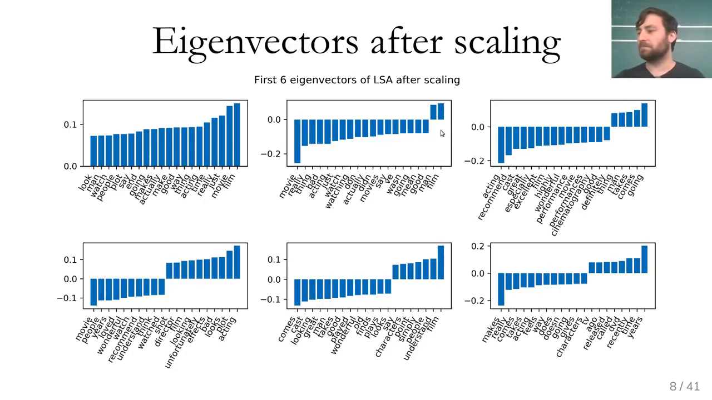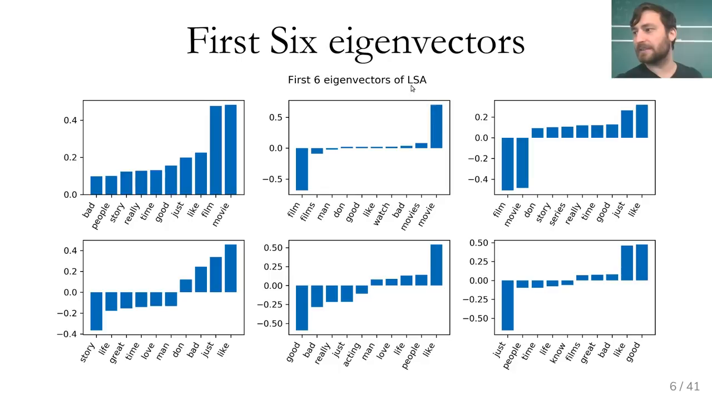But you should think about this as a vector in the space, and the things that have the same sign are sort of in the same direction, and the things that have the opposite sign are in the other direction. So maybe the easiest is to look at this one here. This is basically a vector that points from movie to films, and it doesn't really matter which way you point it, but it says there is an axis that's interesting, the axis that connects movies and films. And so that is an interesting direction of variation.